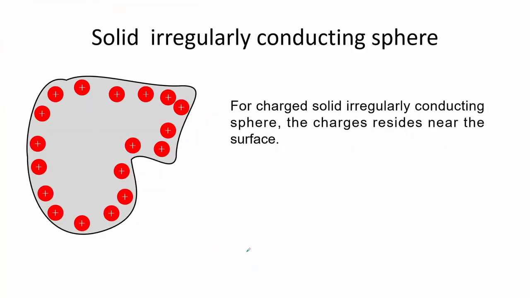For a solid conducting material that has an irregular shape, the excess charges will still reside on the surface of the material in order to create as much space as possible due to repulsive interaction with each other.